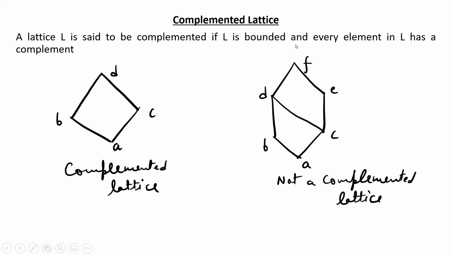Then we have the complemented lattice. A lattice L is said to be complemented if L is bounded and every element in L has a complement. So every element should have a complement. It should not be the case that any element does not have a complement. So this is a complemented lattice. And this is not a complemented lattice because the problem arises here with D and C. D does not have any complement and C does not have any complement.